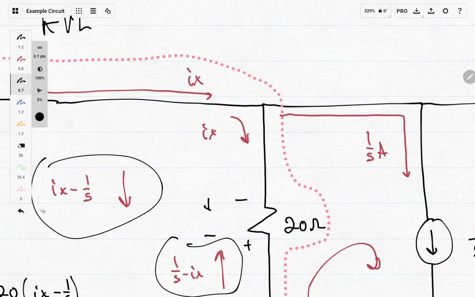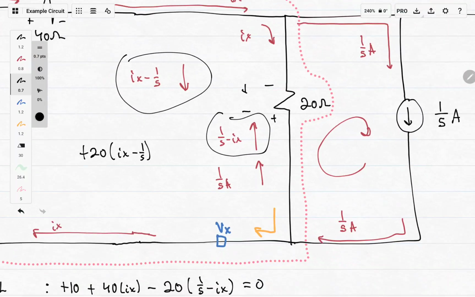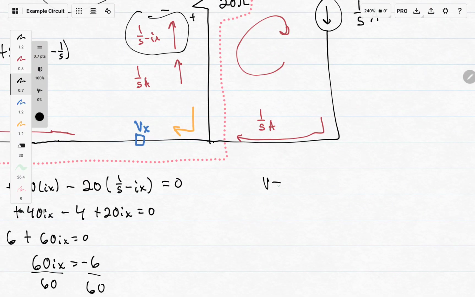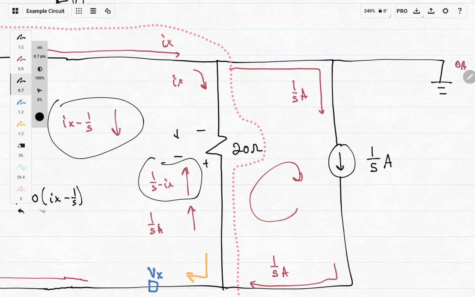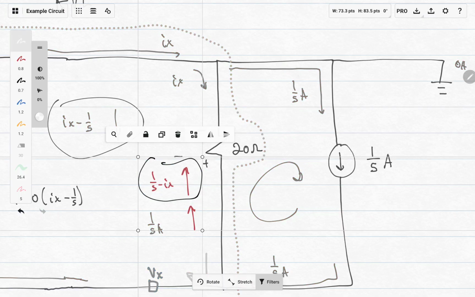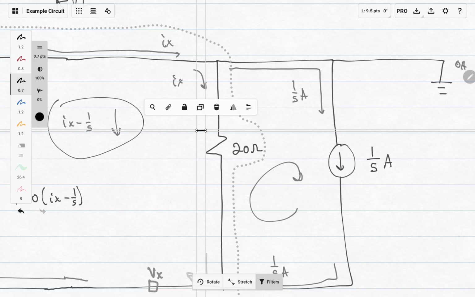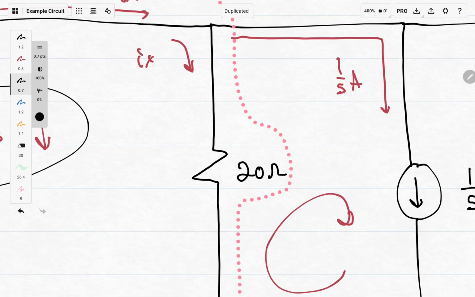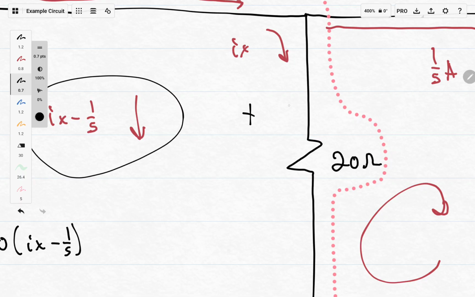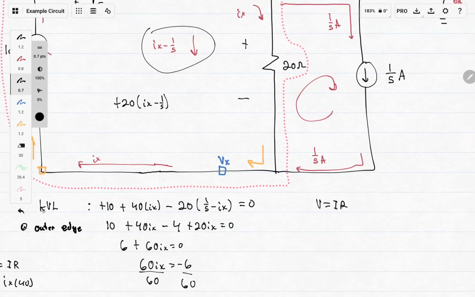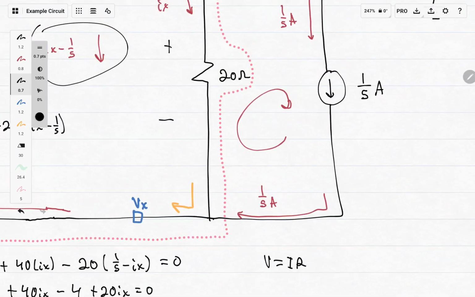And now we know that Ix is negative 0.1. So back to using Kirchhoff's voltage laws. In order to find this Vx, we need to find the voltage that goes through this 20 ohm resistor. So as we stated, this is plus and this is minus, and the current that's going through here is Ix minus 1/5.